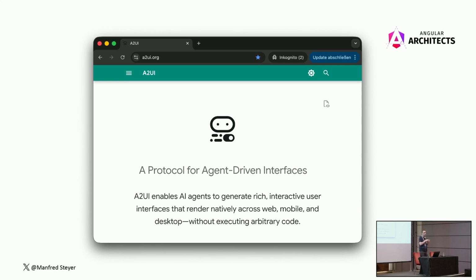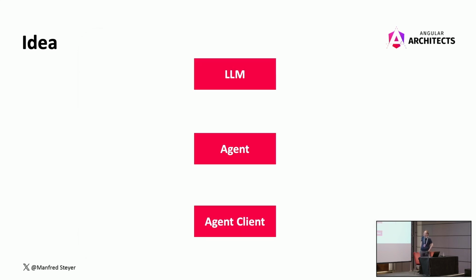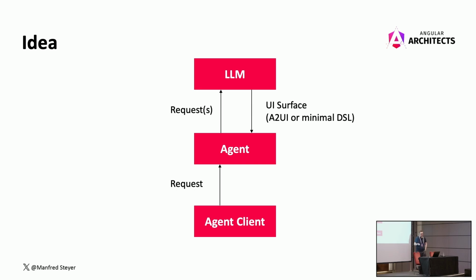This protocol A2UI, developed at Google, allows the LLM to construct a dynamic UI surface. And it works like this. You have an agent client that is sending a request to the agent, and this agent might send one or further requests to the LLM. And now the LLM is answering with some JSON that gives you a surface. This JSON could describe everything using A2UI, or it could just describe everything with a little tiny DSL.